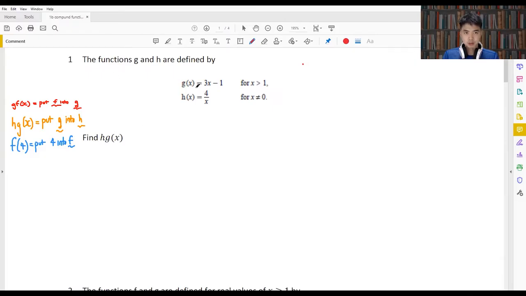The functions g and h are defined by this. This is the g function. This is the h function. They're asking you to find h(g(x)). In this case, g is the letter that came later, which means we're going to put g into h. So the equation would be 4 over the g function, 3x minus 1. You place the g(x) function into the h(x) function, and this will be your h(g(x)). We will just leave the answer as an expression.